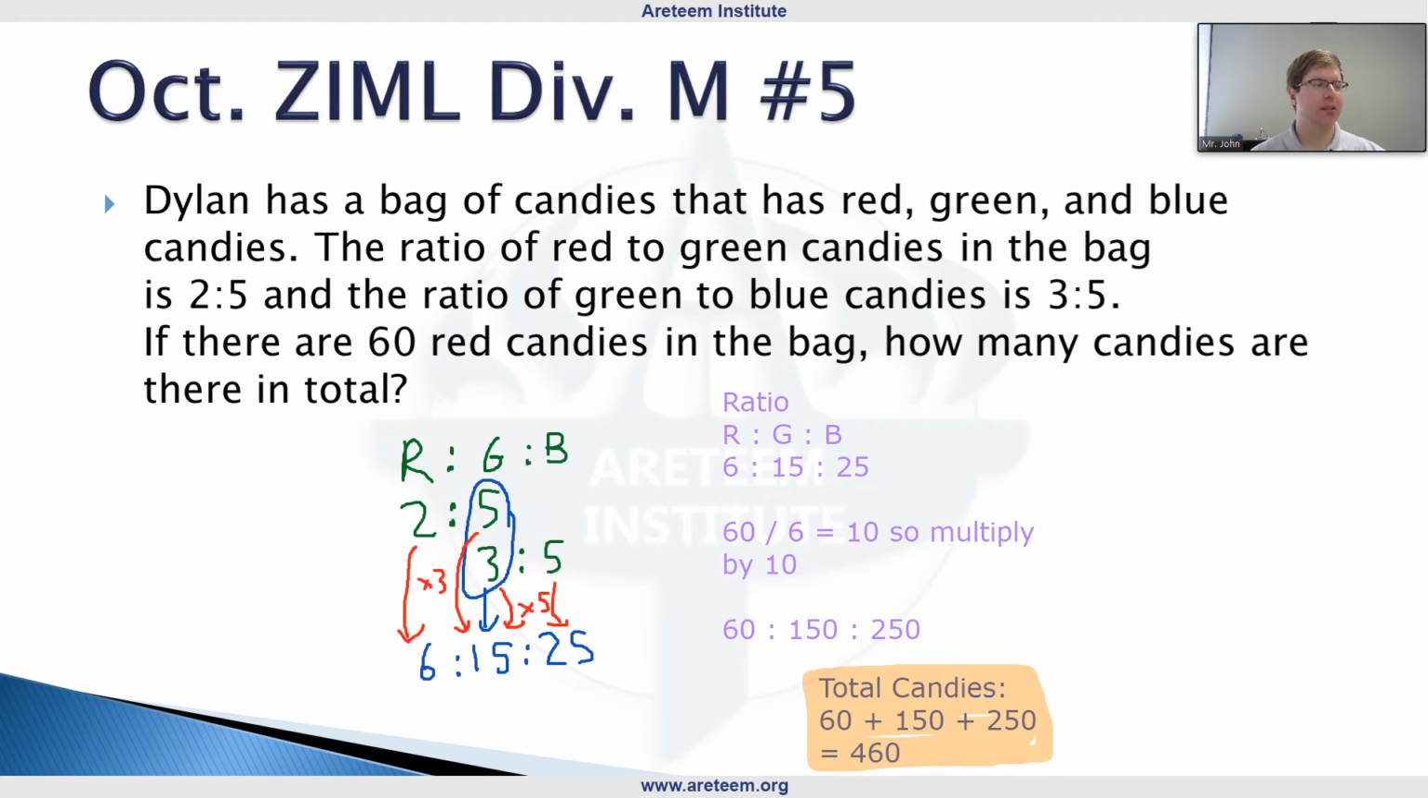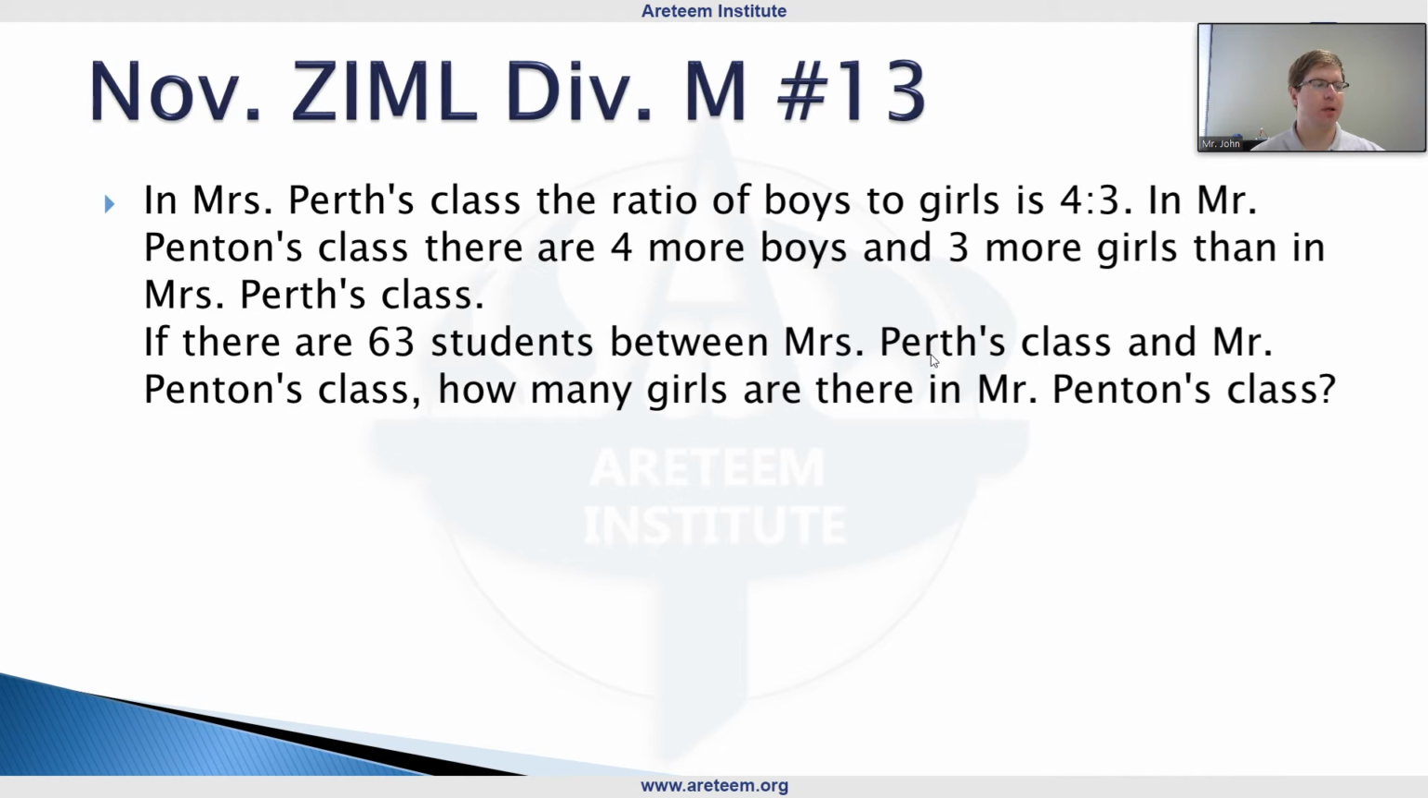So let's move on to another ratio problem where we have to do a little bit of work to get started too. In Mrs. Perth's class, the ratio of boys to girls is 4 to 3. In Mr. Penton's class, there are 4 more boys and 3 more girls than in Mrs. Perth's class. If there are 67 students in their classes together, how many girls are in Mr. Penton's class? So this one, we need to be careful with what's being asked.